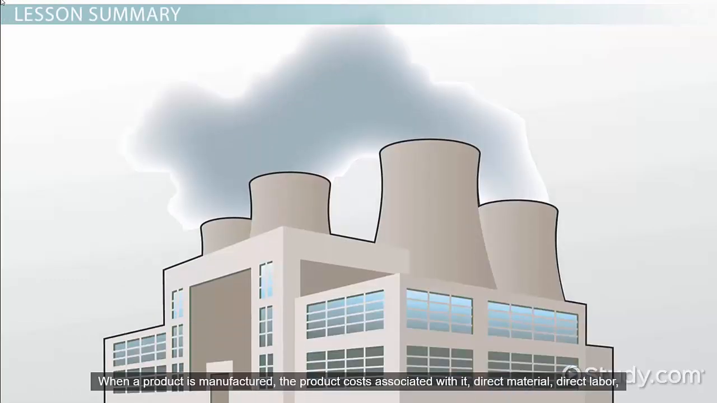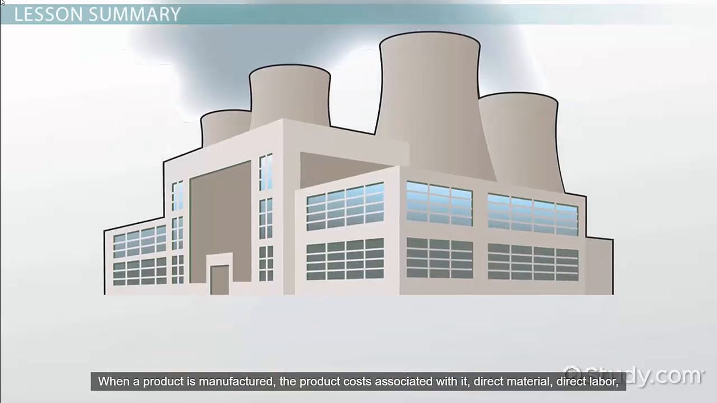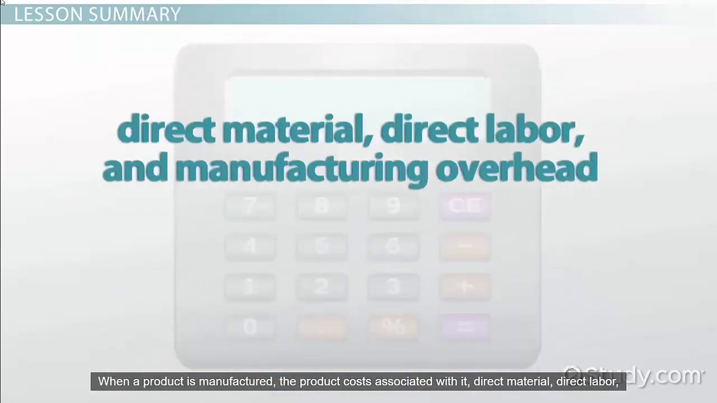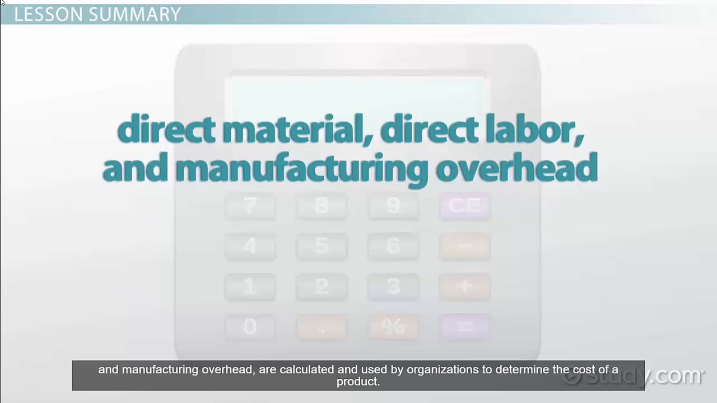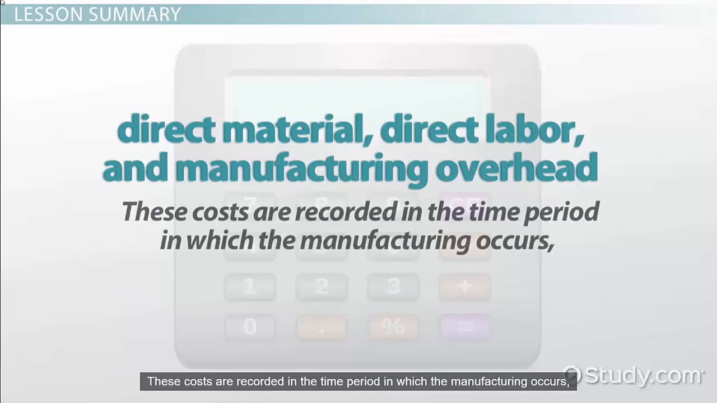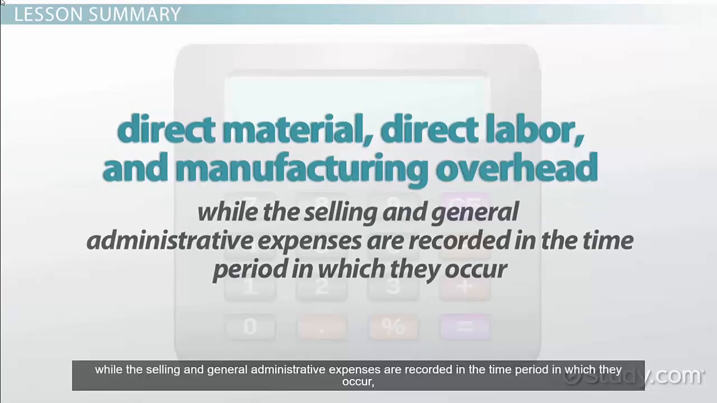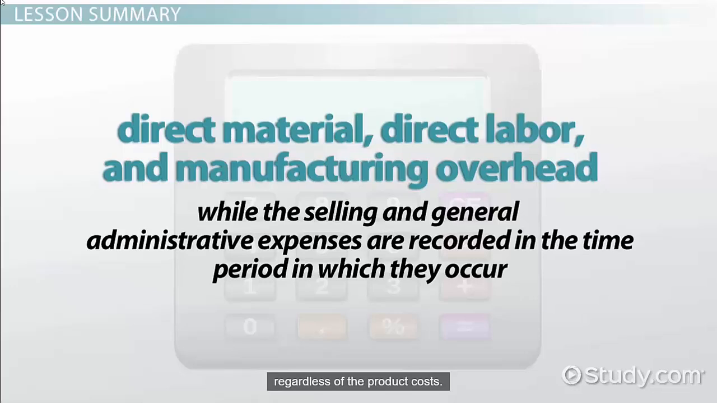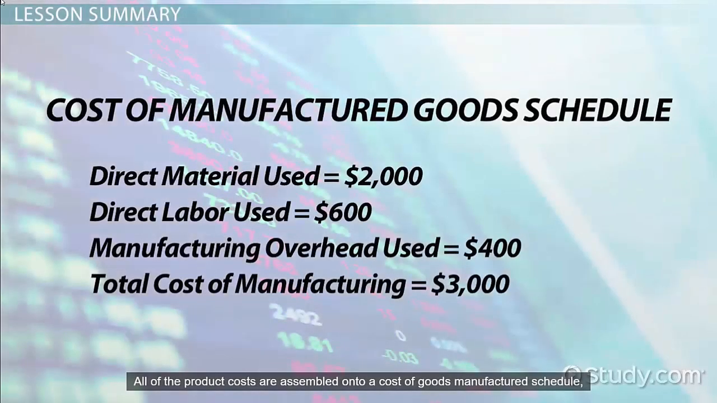When a product is manufactured, the product costs associated with it, direct material, direct labor, and manufacturing overhead, are calculated and used by organizations to determine the cost of a product. These costs are recorded in the time period in which the manufacturing occurs, while the selling and general administrative expenses are recorded in the time period in which they occur, regardless of the product costs. All of the product costs are assembled onto a cost of goods manufactured schedule, which is used to allocate costs to the appropriate financial statement.